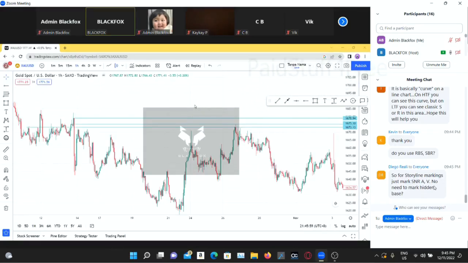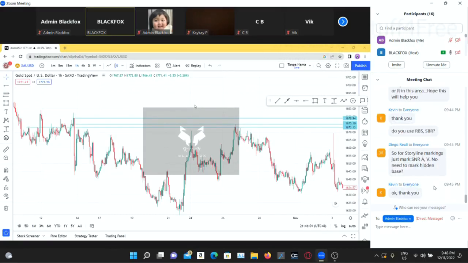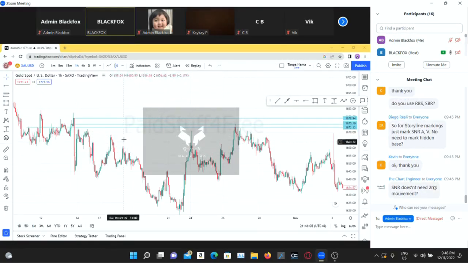So just marking SNR A and V. No need to mark hidden base. Sometimes I mark, sometimes not. Because I take SNR doesn't need second movement.